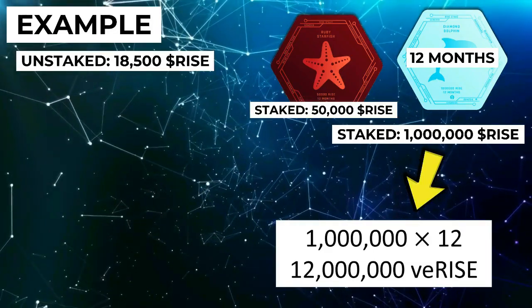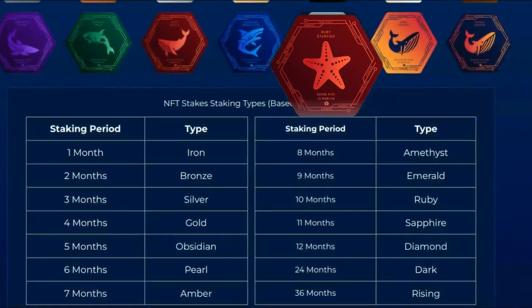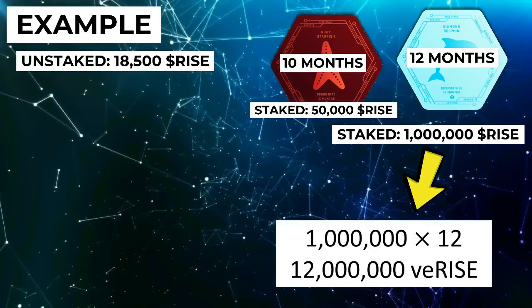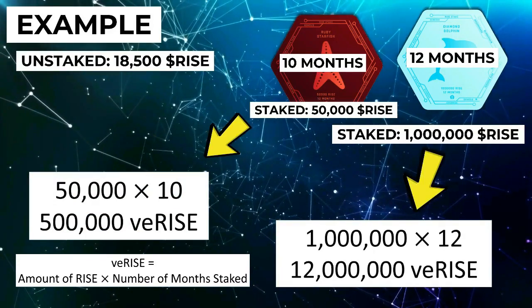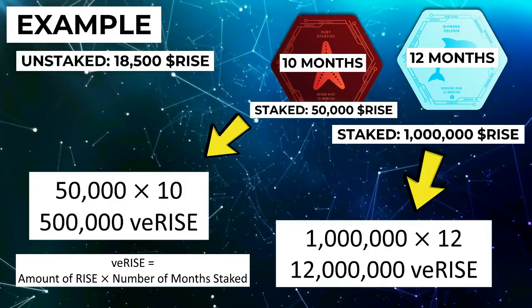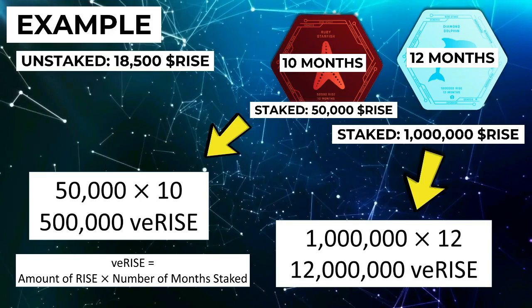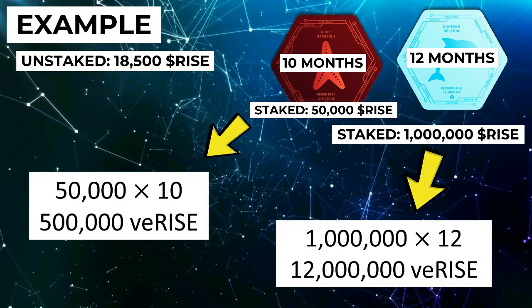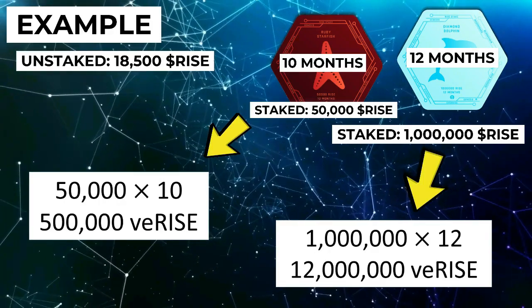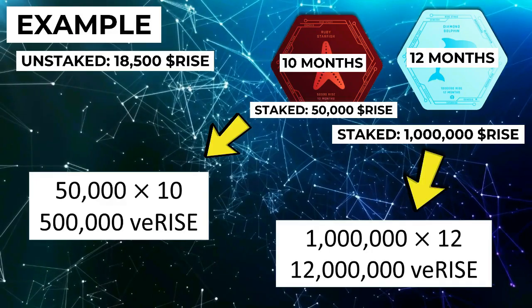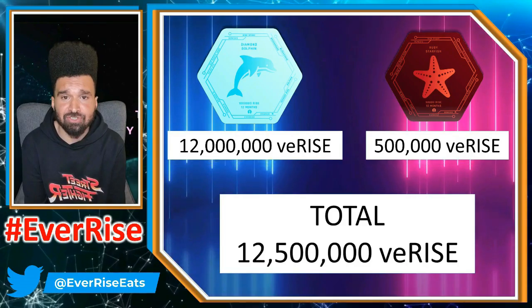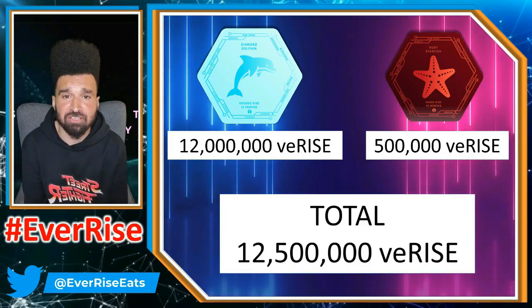Our second NFT, the 50,000 RISE Ruby Starfish, again if you're not familiar with EverRise's NFT stakes, Ruby represents a 10-month stake. So this NFT will give us 50,000 times 10, 50,000 because that's the amount of RISE, and 10 because that's the amount of months staked. So it will give us 500,000 veRISE. Our unstaked RISE of 18,500 RISE doesn't give us any veRISE. There's no commitment there because it's not been staked. Only RISE that is staked counts towards veRISE. So our veRISE total will be 12,500,000, and this will be our weighted vote for any EverRise votes that occur.